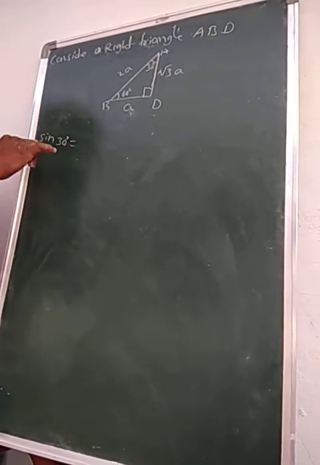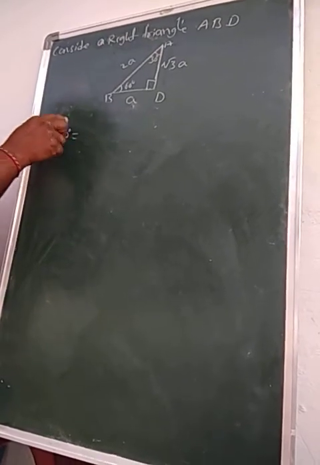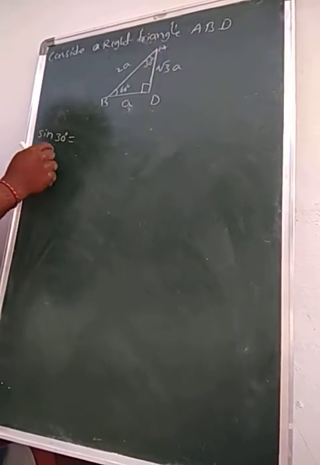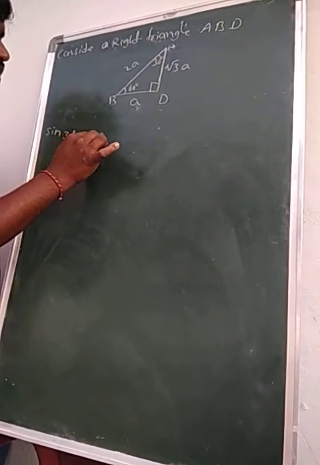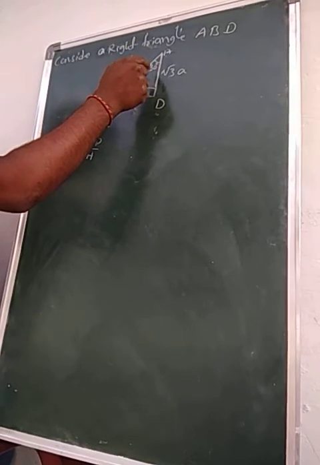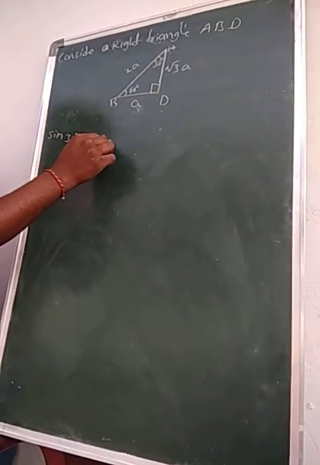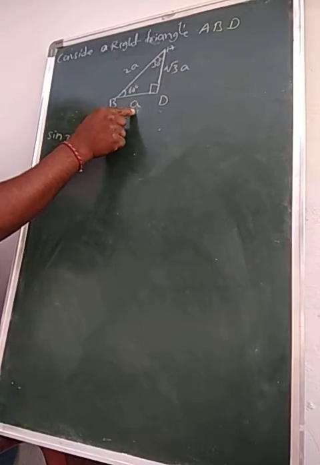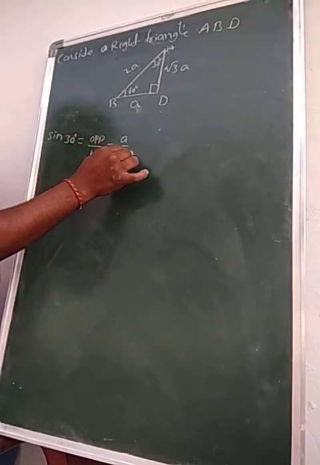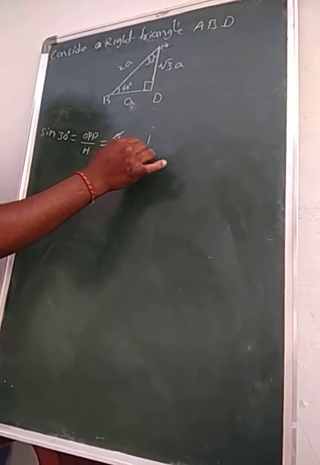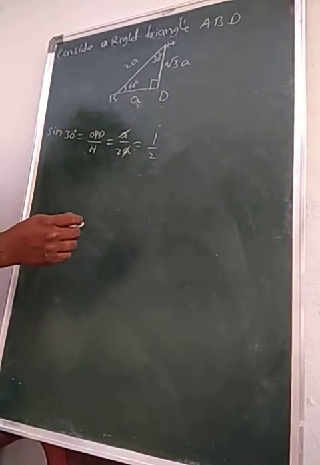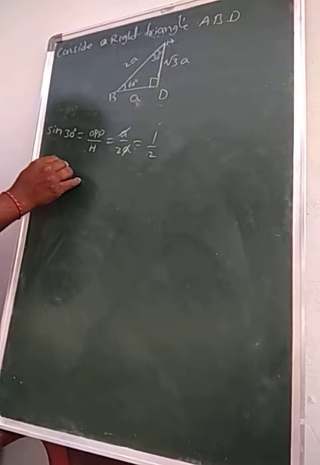Sin 30 degrees: you just consider with respect to angle A. So sin means what? Opposite by hypotenuse, the opposite side of 30 degrees by the hypotenuse. The opposite side of 30 degrees is A, by the hypotenuse, that is 2A. A cancels, so that is 1/2. Sin 30 equals 1 by 2.